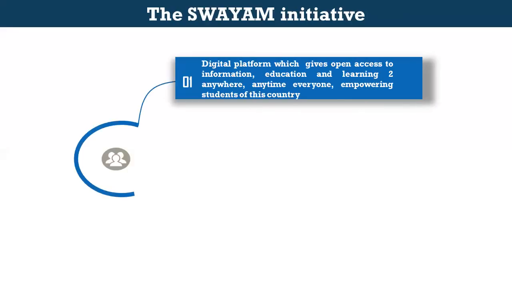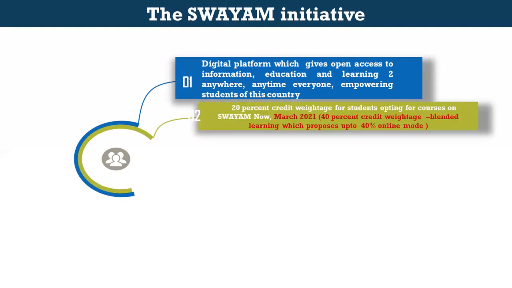Looking at all of this, the entire thing comes under the digital platform. They give more emphasis to information and communication technology. This gives open access to information, education and learning anywhere, anytime, empowering the students of this country. This is the main component. Then another interesting point: 20% credit weightage for students opting for courses on Swayam.